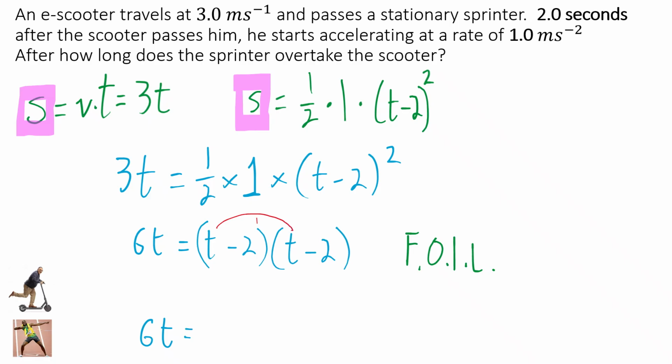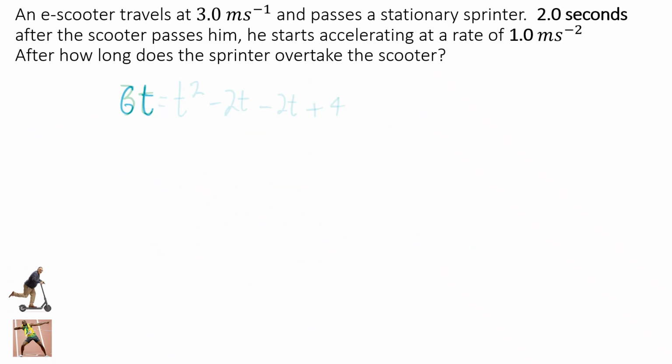So I went for 6t is equal to the first expression, t times t, t squared. Then the outer expressions, t times minus 2. Then the inner ones, minus 2 times t, there's another minus 2t. And then the last two expressions, minus 2 times minus 2, giving us plus 4. So far, so good.